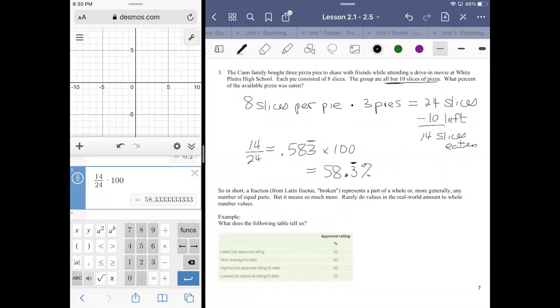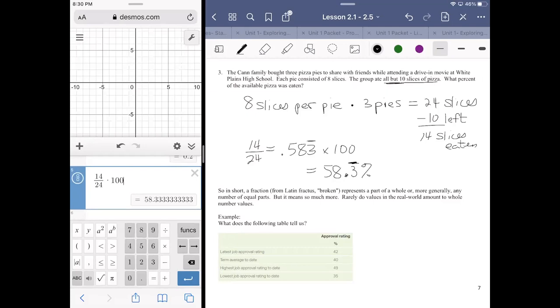So in short, a fraction, from Latin fractus, which means broken, fun fact of the day, represents a part of a whole, or more generally, any number of equal parts. But it means so much more. Rarely do values in the real world amount to whole number values, right? So you can see here, we had 14 slices eaten out of 24 available, but that amounted to 58.3% of the pizza, right? So not a clean number by any estimation.